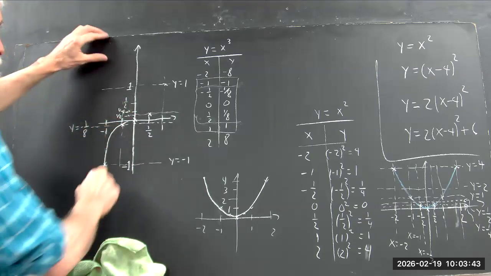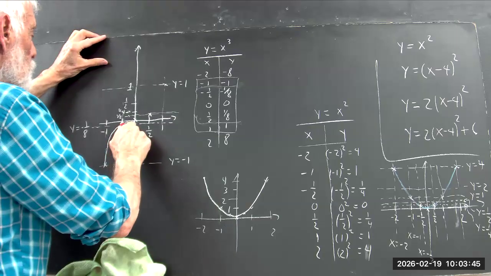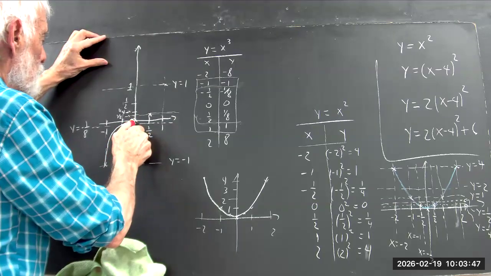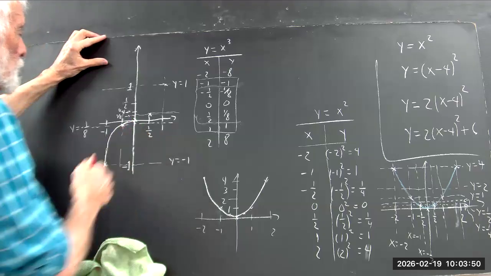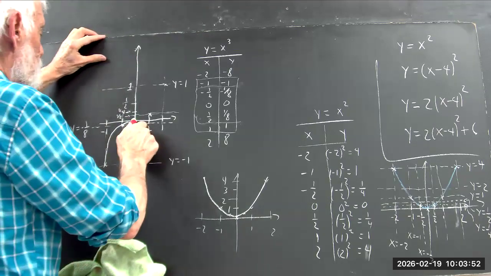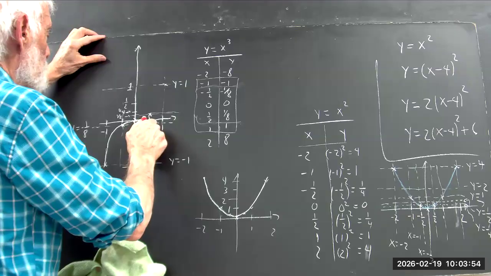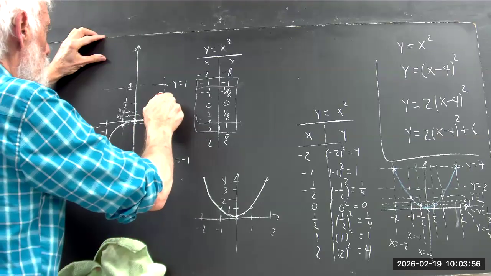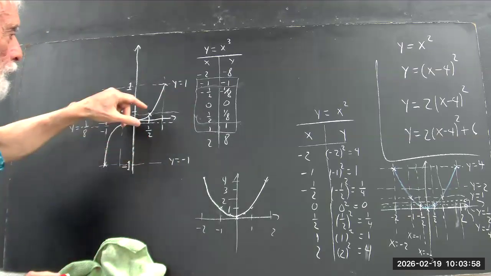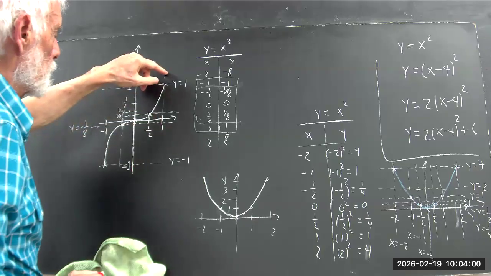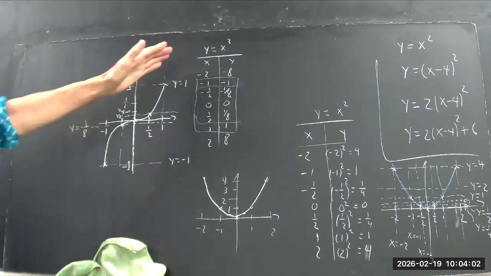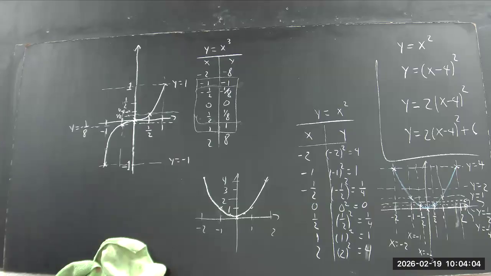So it gets up there, and it's got to start leveling off a whole lot. And then it actually levels off completely when it goes through the origin. And then it starts out very flat, but then goes up through the point 1/2, 1/8, and then through the point 1, 1. And you get this shape that you should be familiar with. Okay? That's your cubing function.